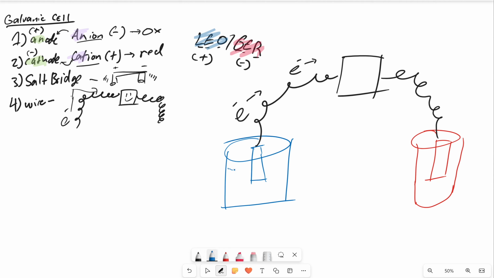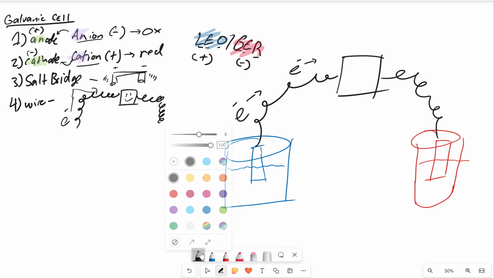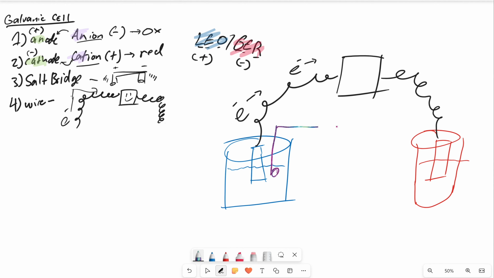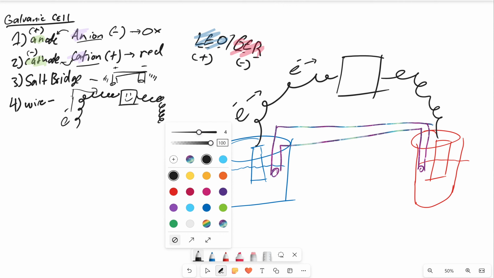Okay, and then surrounding it is going to be a little bit of solution, just a liquid in ionized form. If you ever really get confused, oh, and I almost forgot to put it in, we have to remember the salt bridge. We do have to remember the salt bridge.